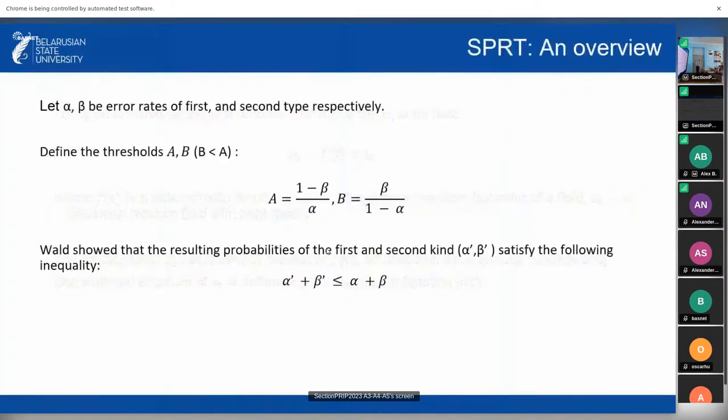As I said in the beginning, it is necessary to predefine some thresholds to do sequential analysis. These thresholds are chosen based on the appropriate levels of error rates. Here you can see the formulas that are used to calculate the thresholds. Also, it is worth mentioning that these thresholds are just approximations, since getting the exact thresholds is a very challenging task. And it is proven that the sum of the observed error rates for these thresholds will be less than or equal to the sum of the expected error rates.